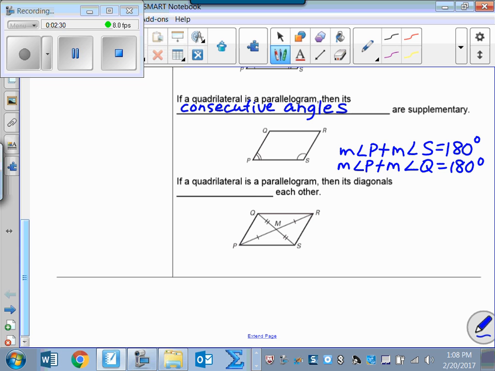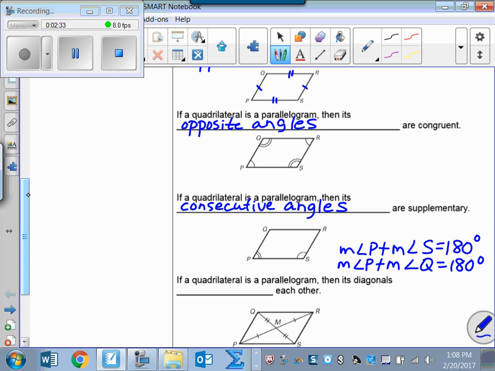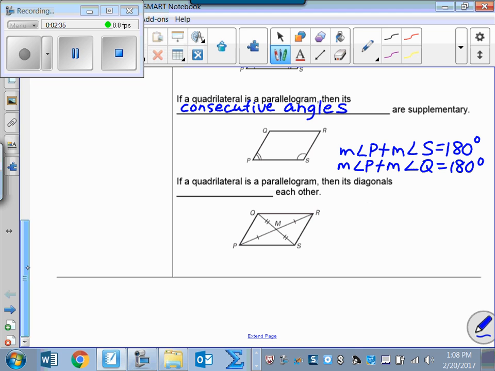All right, and what is this? Theorem number 4 that we're looking at, I believe? Yep. Number 4, if a quadrilateral is a parallelogram, then its diagonals will bisect each other. And you can see how we have that marked. That's not to say that the diagonals are congruent, but the diagonals do bisect each other. So QM is congruent to MS, and PM is congruent to RM.